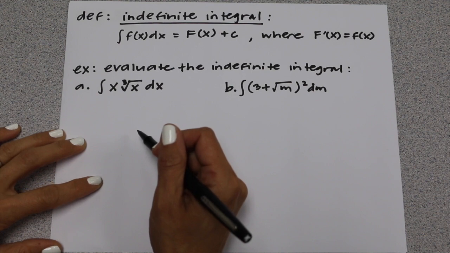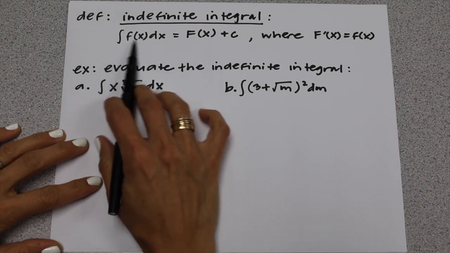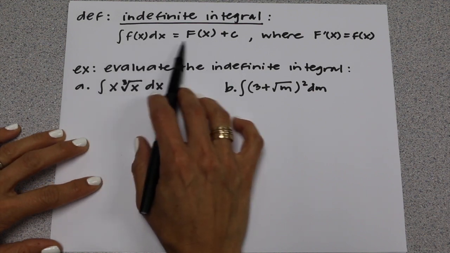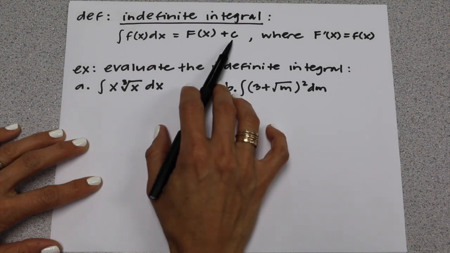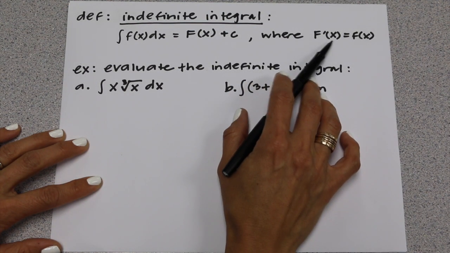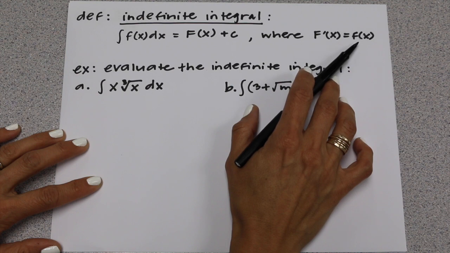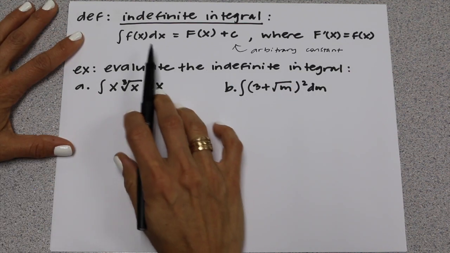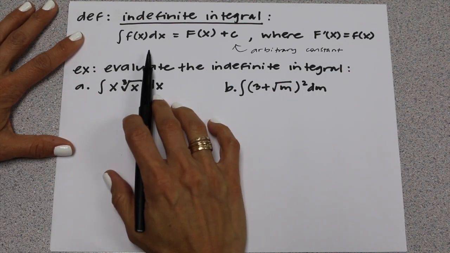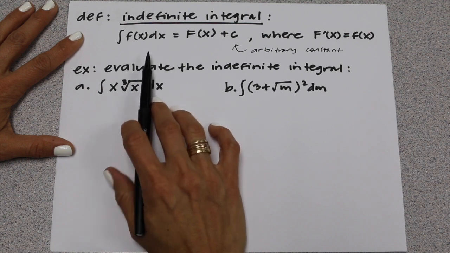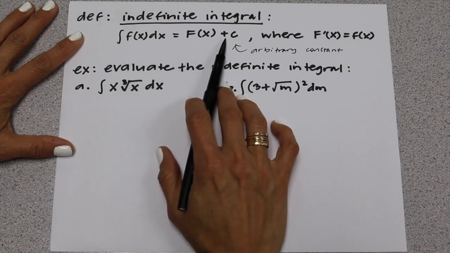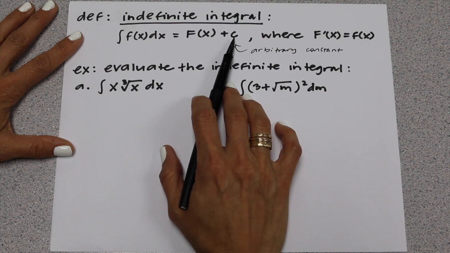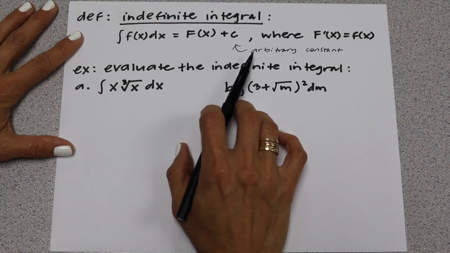We're going to look at an indefinite integral. We have the integral of f of x dx is equal to capital F of x plus c, where F prime of x is equal to the original f of x. So anytime you're taking an indefinite integral, you can find the antiderivative, or think of it as integrating, and make sure you add your plus c, your arbitrary constant.